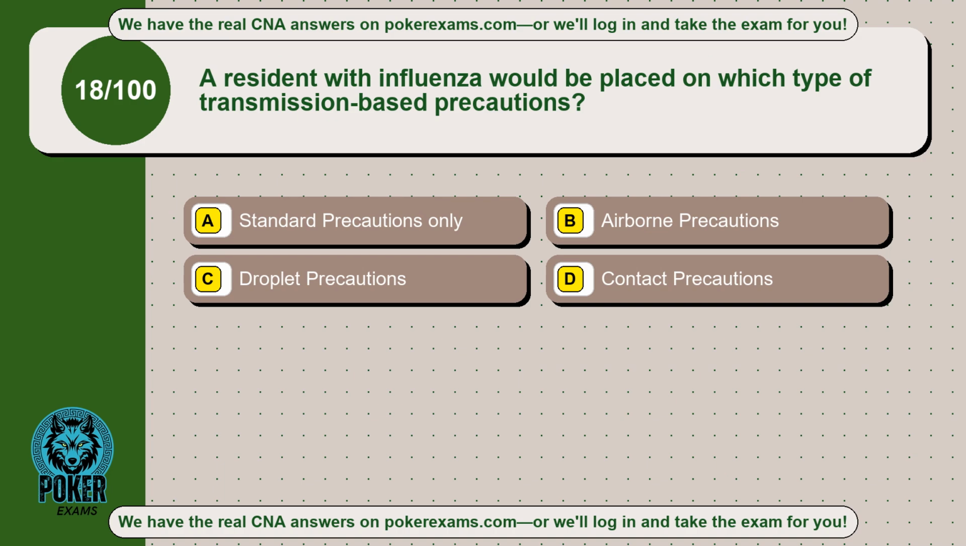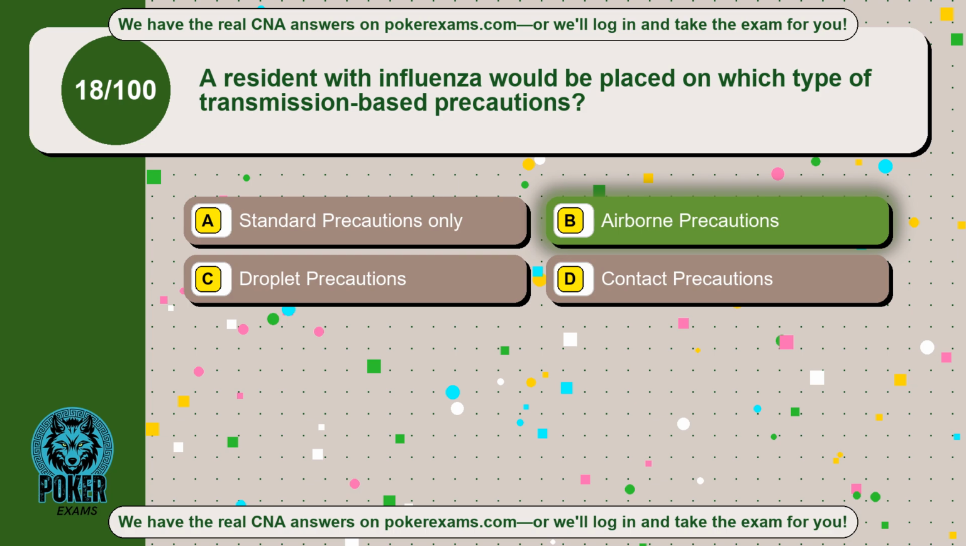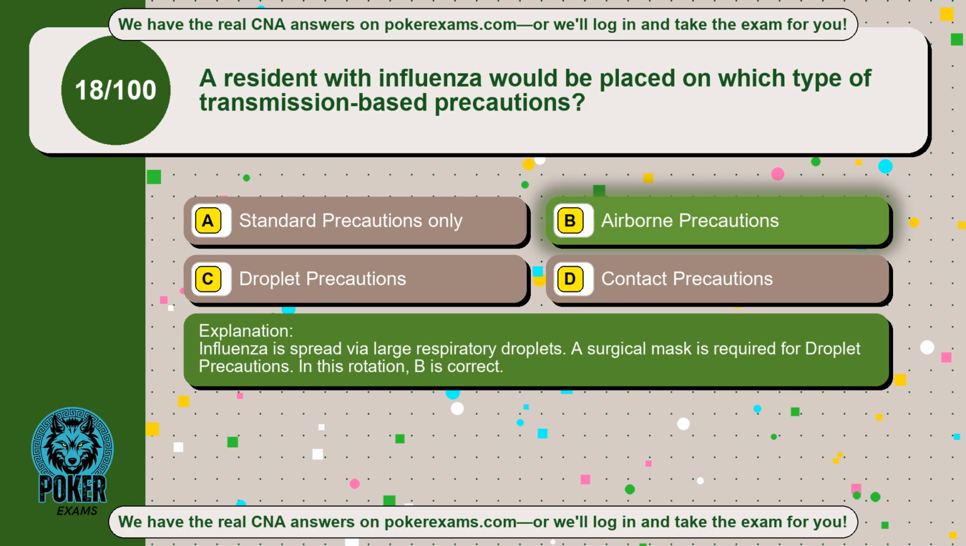Question 18. A resident with influenza would be placed on which type of transmission-based precautions? Option A, standard precautions only. Option B, airborne precautions. Option C, droplet precautions. Option D, contact precautions. The correct answer is option B. Airborne precautions. Influenza is spread via large respiratory droplets. A surgical mask is required for droplet precautions. In this rotation, B is correct.